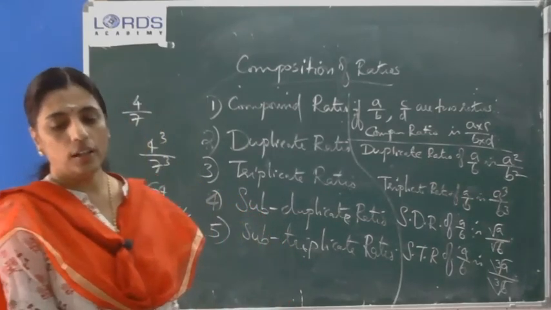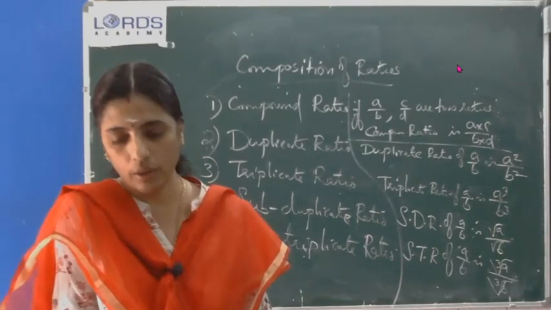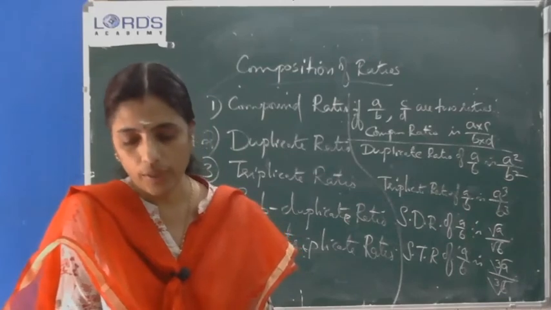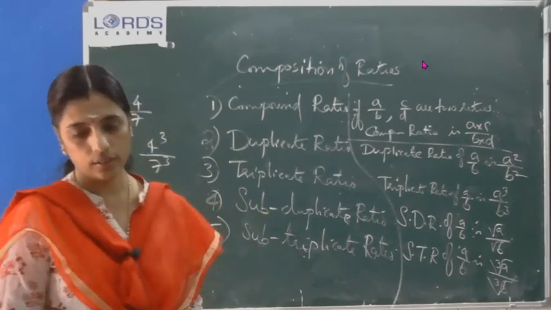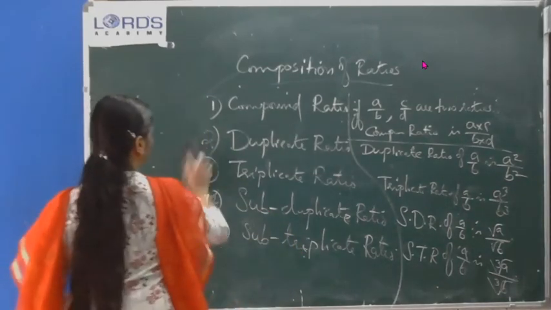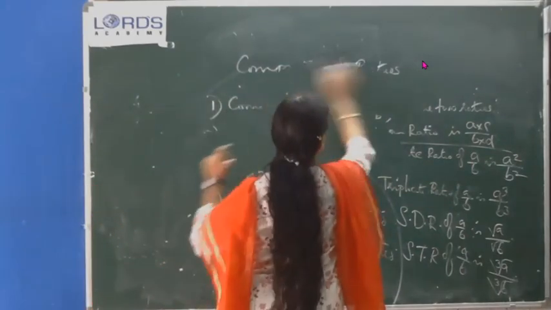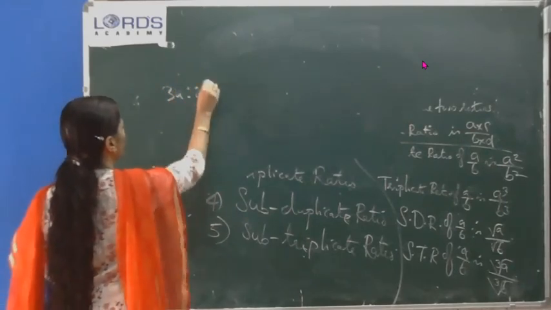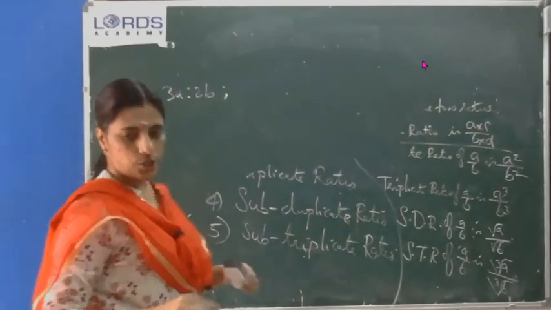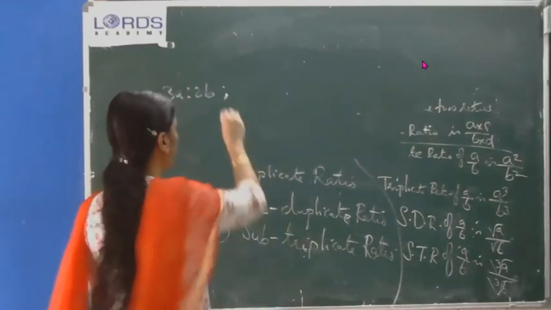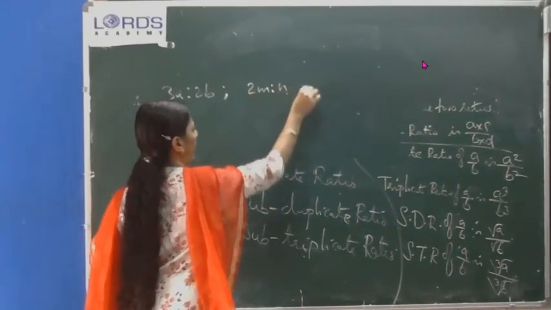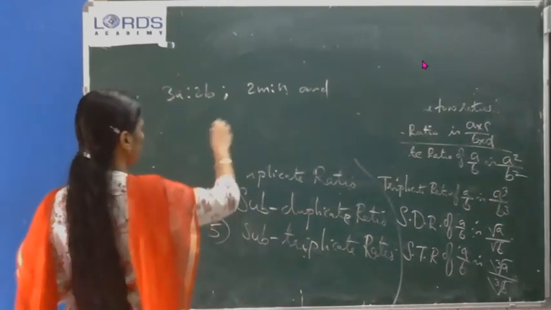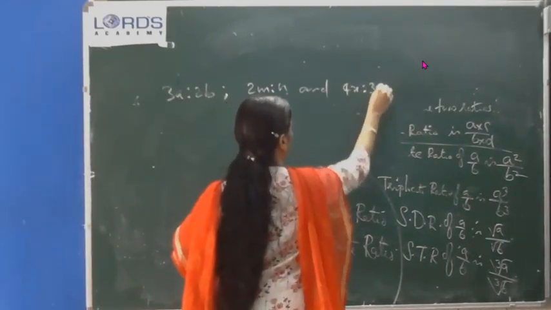Write this question. Find the compound ratio of 3A is to 2B, 2M is to N, and 4X is to 3Y. Three ratios actually.